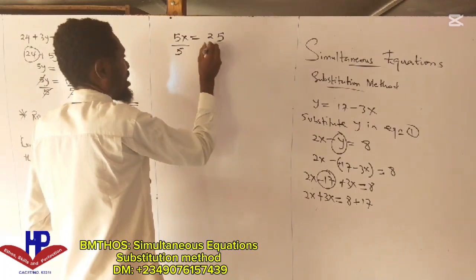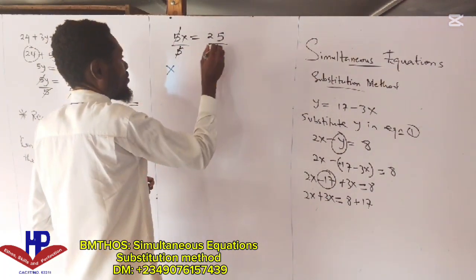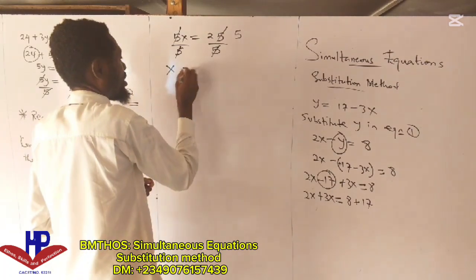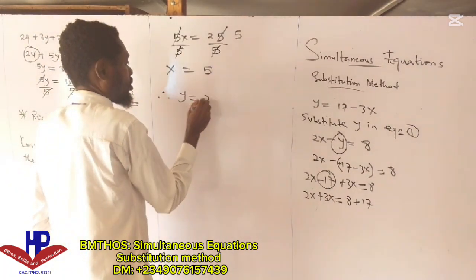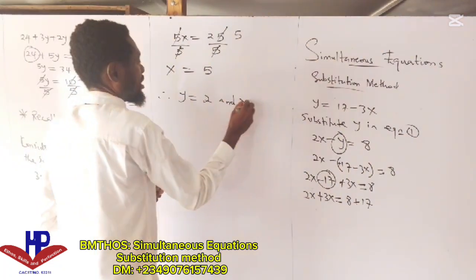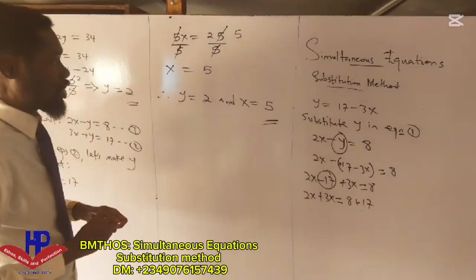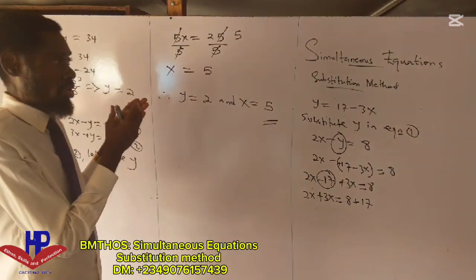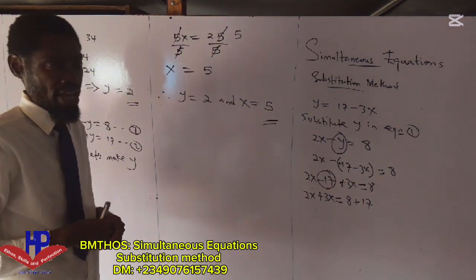Divide both sides by 5 to make x stand alone. We have 5 cancel 5, and 25 divided by 5 is 5. So x is equal to 5. So our final result, y is equal to 2 and x is equal to 5. This was the result we got when we treated elimination method. So this is how you solve using the substitution method.